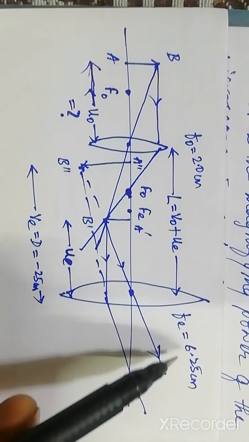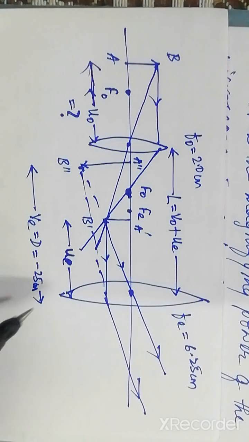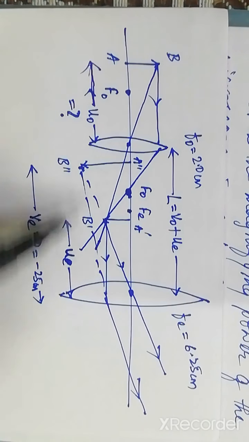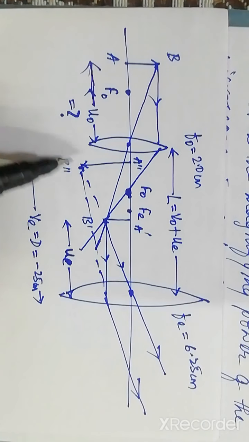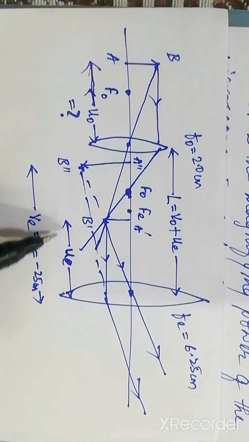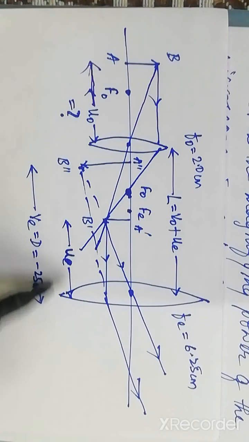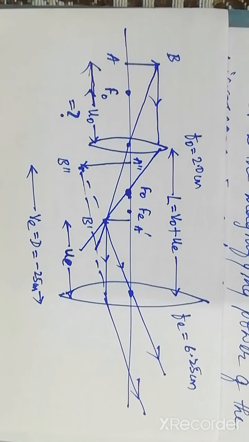Focal length of the eye lens is 6.25 centimeter. So here we have taken the diagram where the final image is formed at least distance of a distinct vision. So UE is object distance for the eye lens. V equals to capital D equals to minus 25 centimeter. That is the image distance for the eye lens. The image being formed at least distance of distinct vision.